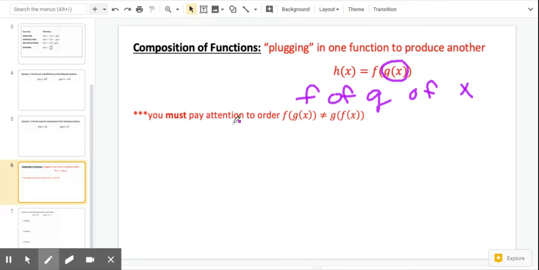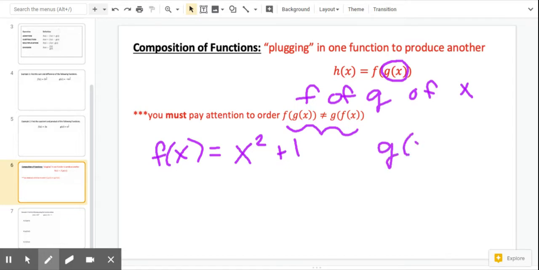And you have to pay attention to the order. These two things are not the same. F of g of x is not the same as g of f of x. So let's come up with kind of a basic example here. So let's say that f of x is equal to, let's say x squared plus 1. And I'm going to say that g of x is equal to 2x. And I want to find f of g of x.